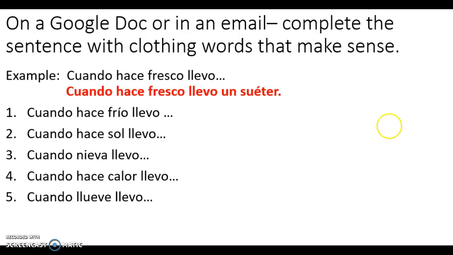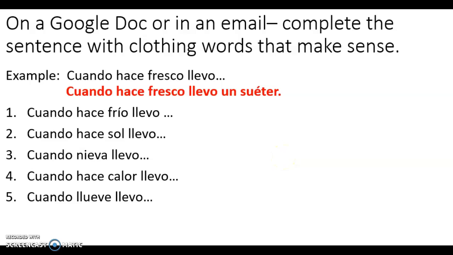So when you type these up, the first 5, I would like for you to do the full thing that I have in red. So you're going to repeat. Cuando hace frío, llevo. Put on a clothing word that makes sense. Cuando hace sol, llevo. Something that makes sense. And go through there. Okay? So those are your first 5 questions for this assignment.